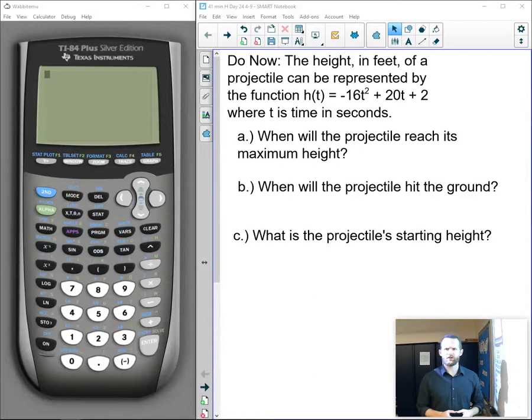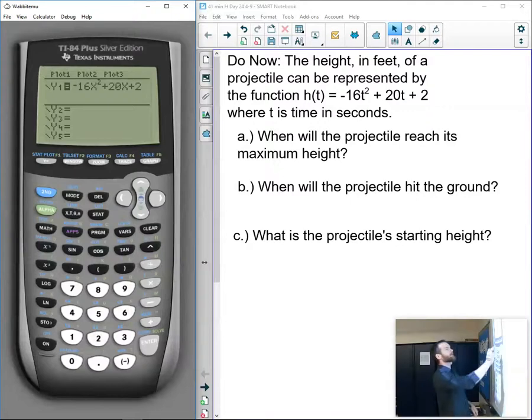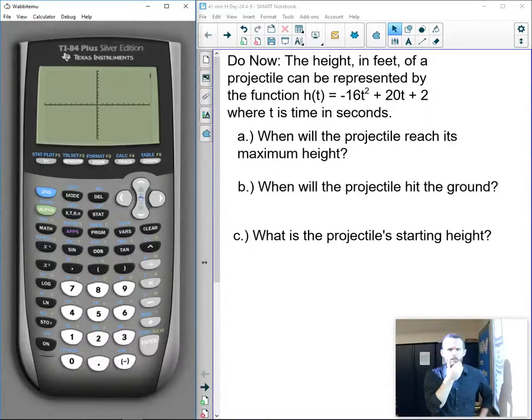So they're giving us a function h of t equals negative 16t squared plus 20t plus 2 that represents the height of some projectile. So let's plug that into our graphing calculator. Negative 16x squared plus 20x plus 2. And then I'm going to hit graph. And there's our parabola.